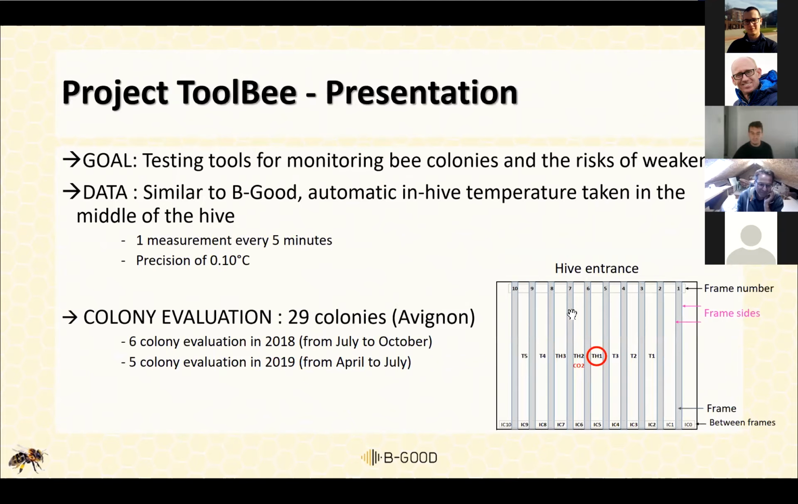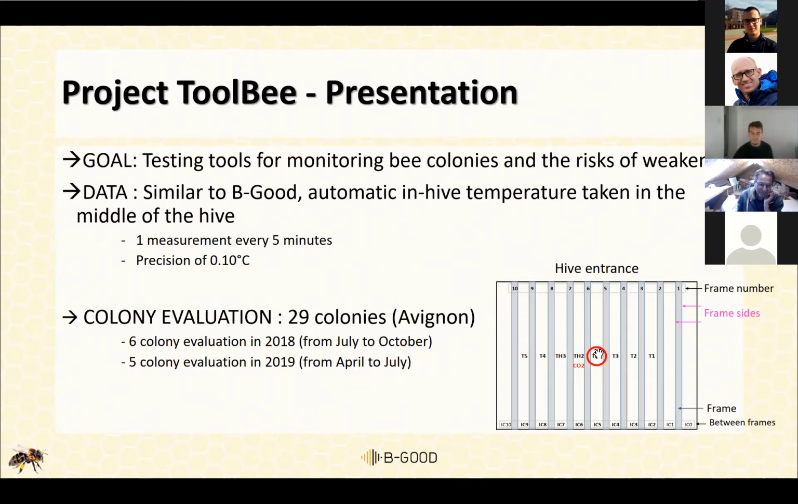For that, we use for now a dataset from an old project. This project is named ToolBee, and the goal of the project was to test tools for monitoring bee colonies, and the risk of swarming. The data are very similar to Be Good because it is automatic in-hive temperature that is taken in the middle of the hive, as you can see in this schema. We use this sensor at the middle of the hive, and we have one measurement every 5 minutes with a precision of 0.10 degrees Celsius.